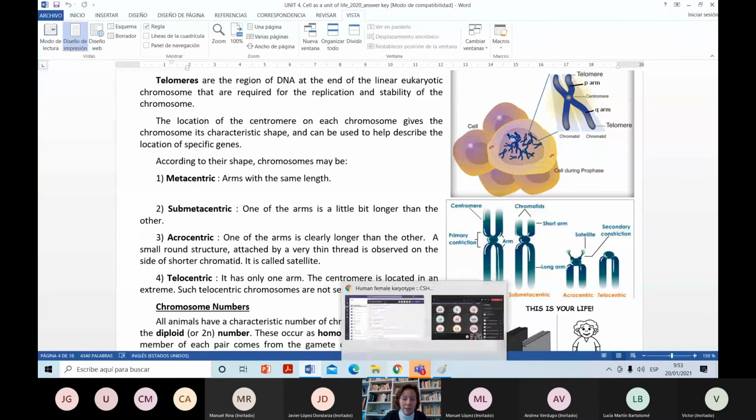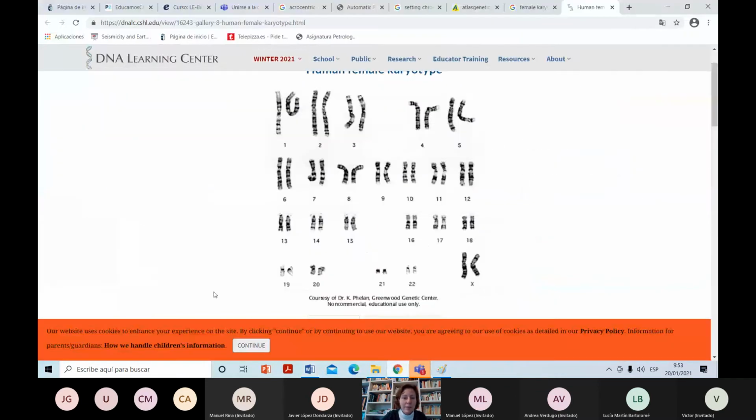These first chromosomes there are metacentric. These two pairs are submetacentric. If you pay attention to those, they are acrocentric, and these are telocentric, but you can just believe it, ¿vale? Esto os lo creéis y ya está.